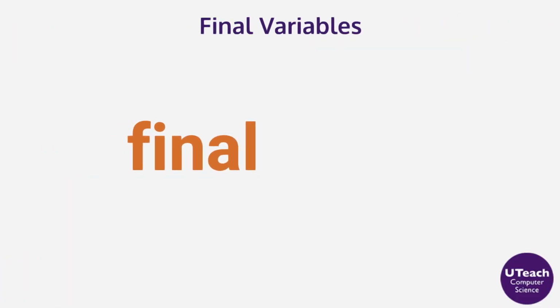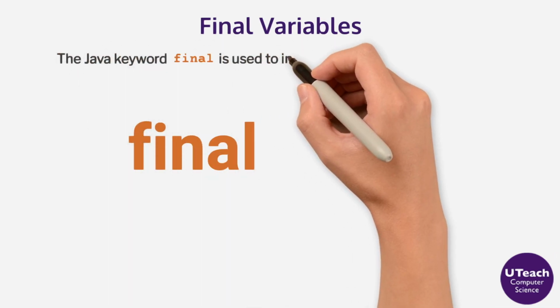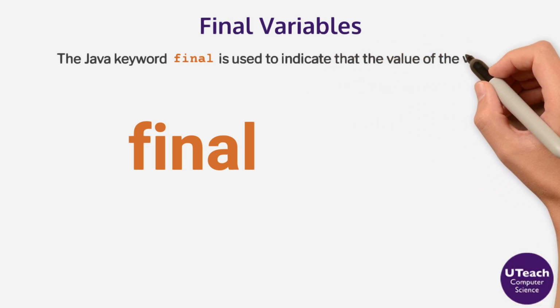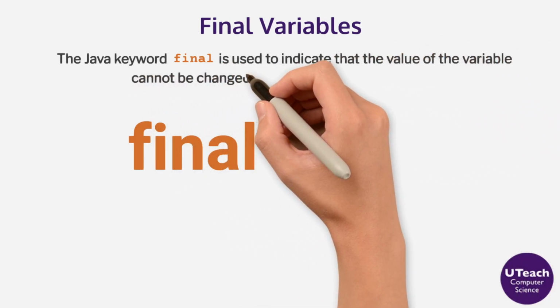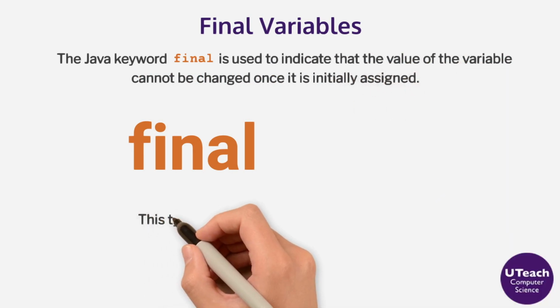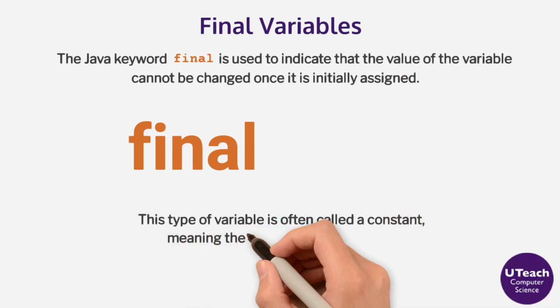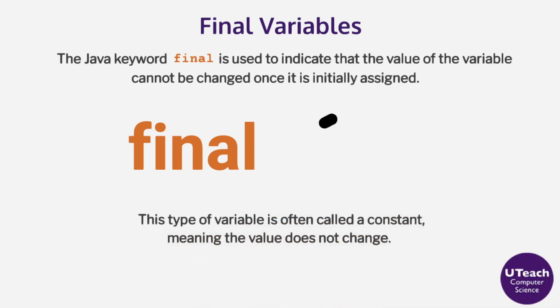There are times in a program in which the value of the variable should not change. The Java keyword final is used to indicate that the value of the variable cannot be changed once it is initially assigned. This type of variable is often called a constant, meaning the value does not change. An example would be using a final variable for the value of pi.